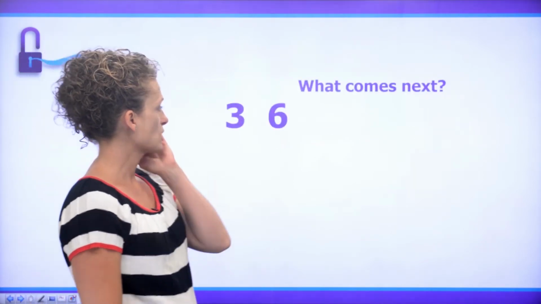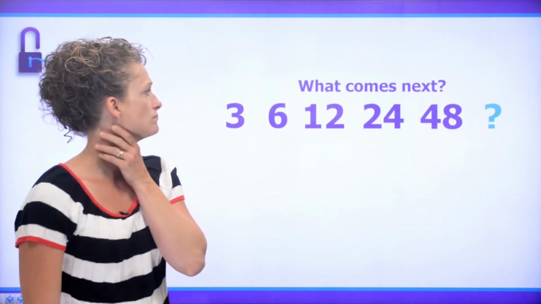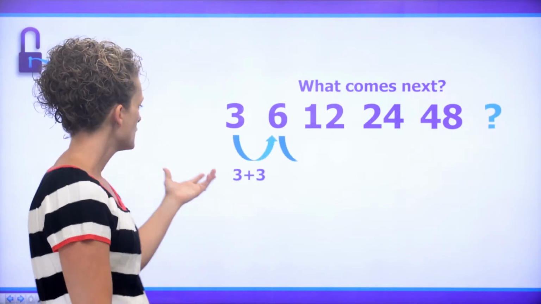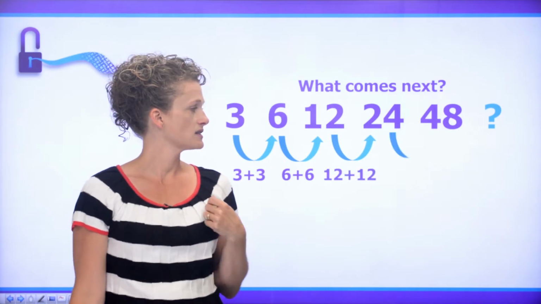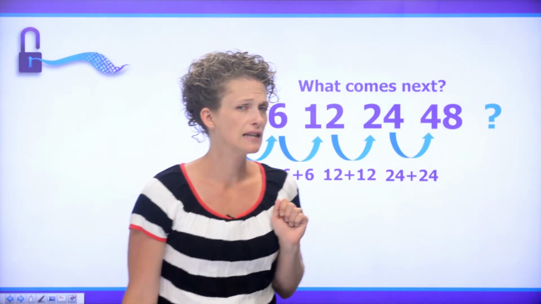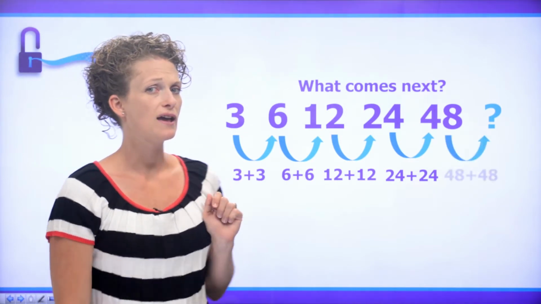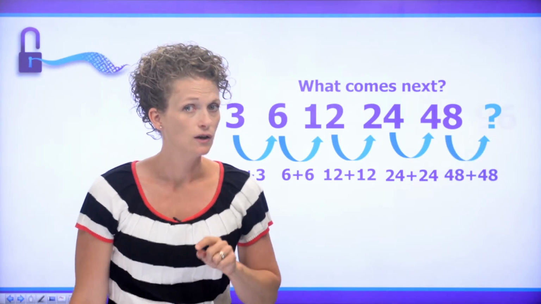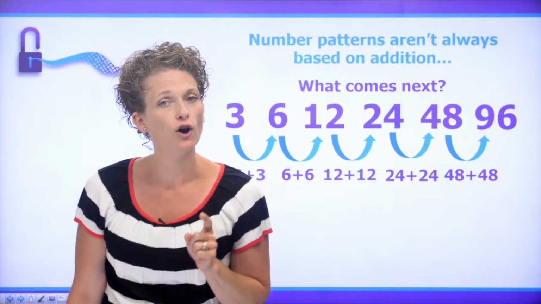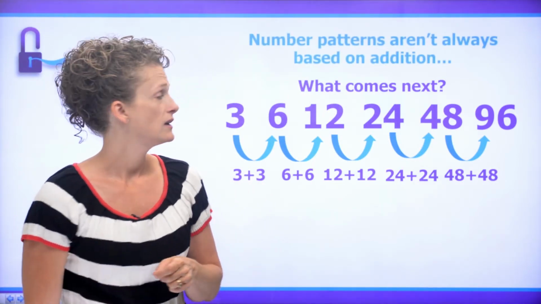How about this pattern? We have 3, 6, 12, 24, 48. What should come next? Well, you might notice 3 plus 3 is 6, 6 plus 6 is 12, and so on. So we would expect that our very last number we should get by 48 plus 48, which would give us 96. Now, patterns do not always follow addition.